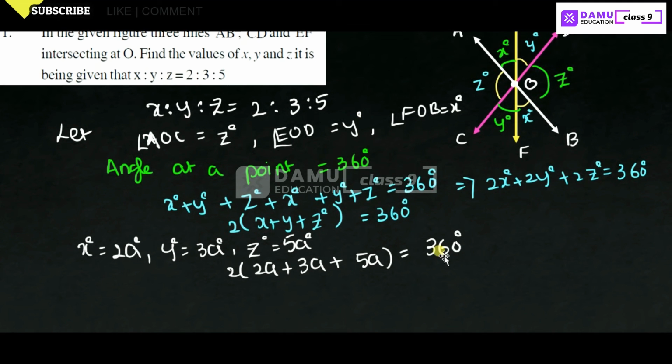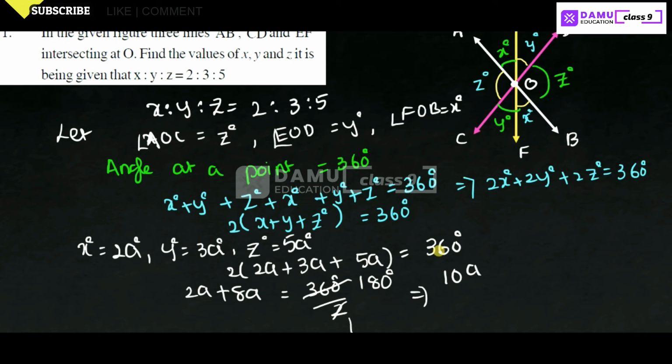So 2 into 2a plus 3a plus 5a. 3a plus 5a is 8a, so 2a plus 8a is 10a. 360 divided by 2 is 180. Then 10a will be equal to 180 degrees. Then a will be equal to 180 by 10, which is 18. We have calculated the actual value of a, and a is 18.